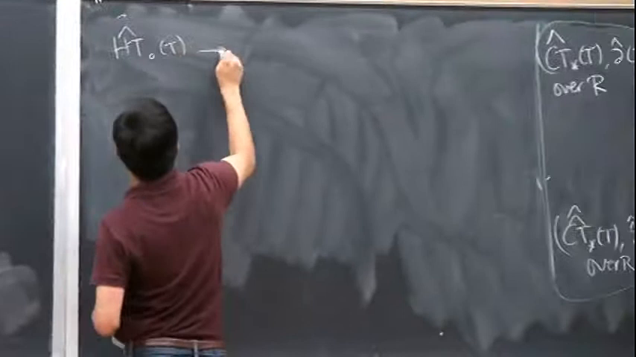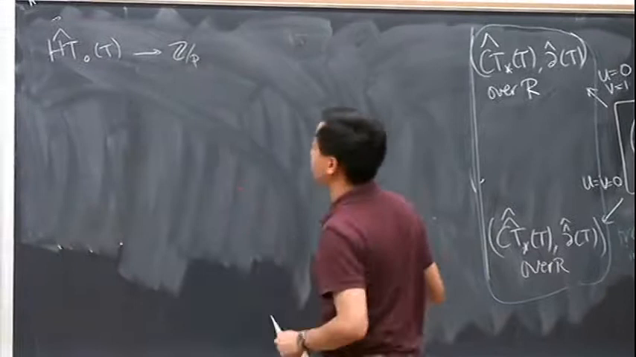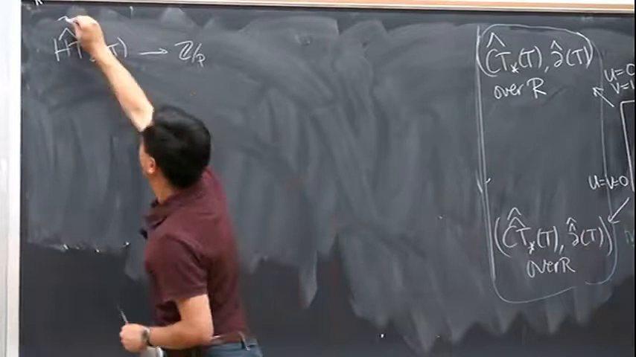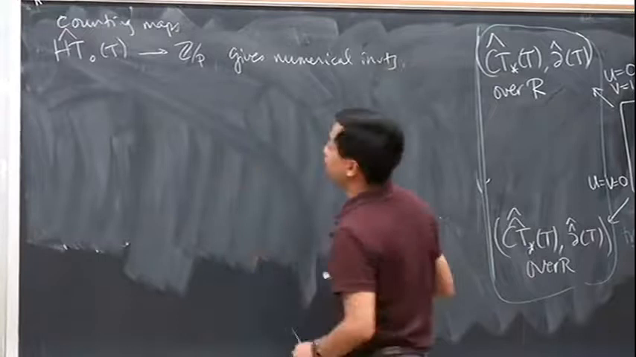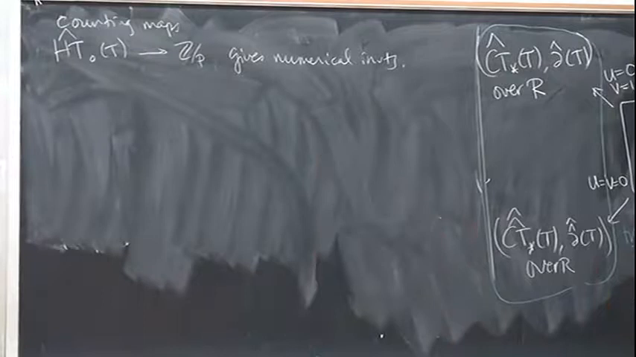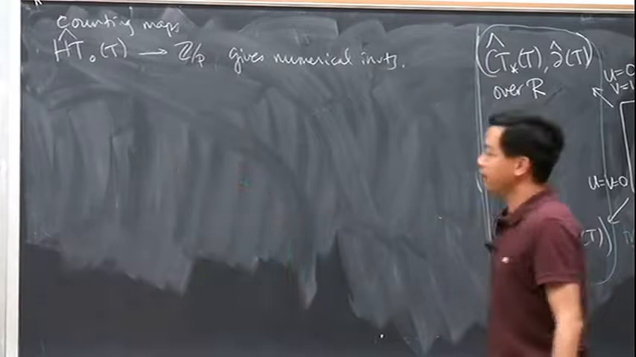You can map to your favorite finite field. My favorite finite field is Z mod P for some small value of P that can be as small as 3, I think. So counting maps like this gives numerical invariants of the transverse knot, and these numerical invariants are what I would say are sort of unreasonably effective in distinguishing them. I don't really understand why this is so, but I've checked and double-checked, and it seems to be true.